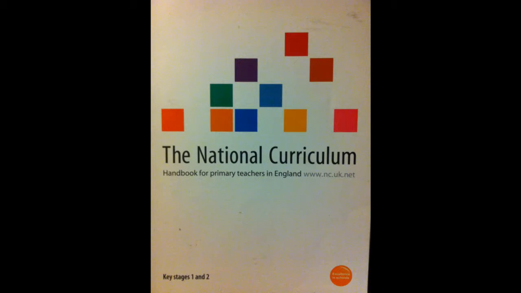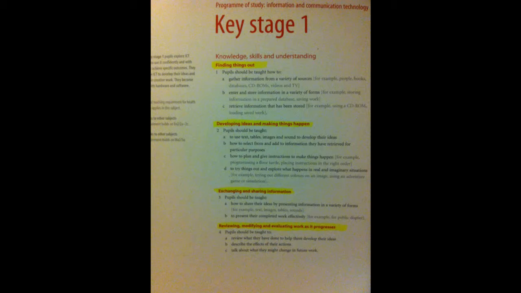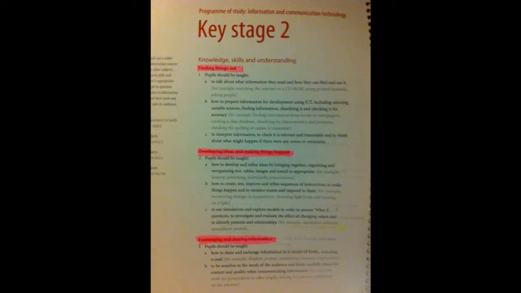Until recently, schools were working with the National Curriculum for ICT, which gave guidelines regarding knowledge, skills and understanding needed in this subject. This included finding things out and making things happen, and also exchanging and sharing information and reviewing, modifying and evaluating work. Such goals meant that children were encouraged to use computers formally, and also in an exploratory context, thus developing their digital literacy on many different levels.